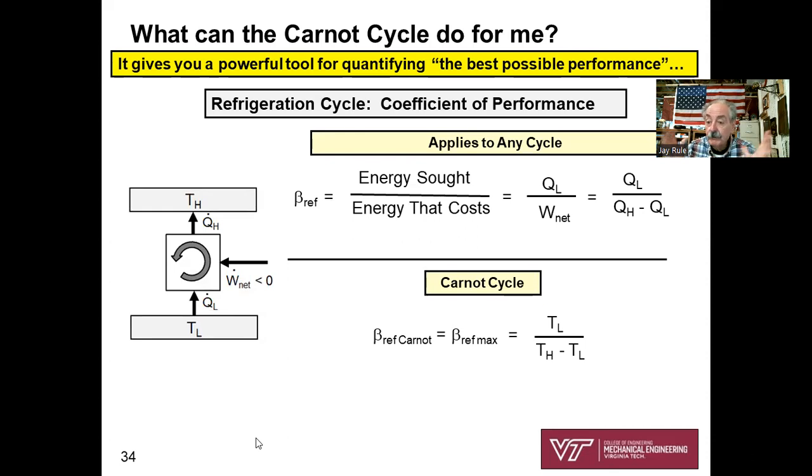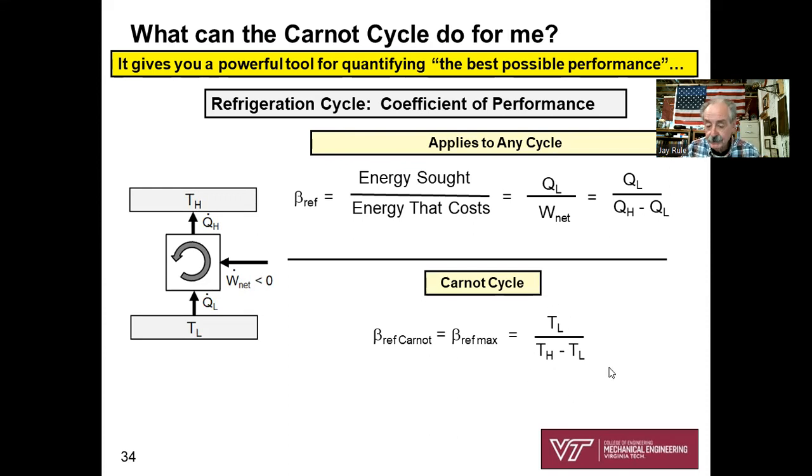What if you're just in the refrigerator business, or if you just use a refrigerator and you're interested in the performance of your refrigerator? For any refrigerator, beta, the coefficient of performance, is going to be the energy sought over the energy it costs, QL, the refrigeration effect, divided by what you have to pay for, W net, or QL over QH minus QL. So therefore, the Carnot coefficient of performance is going to be the maximum possible, TL over TH minus TL. Again, you use that algebraic identity that applies only to a Carnot cycle, and you get this result.